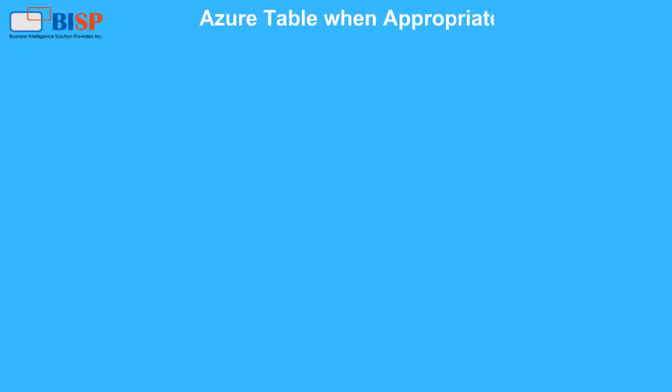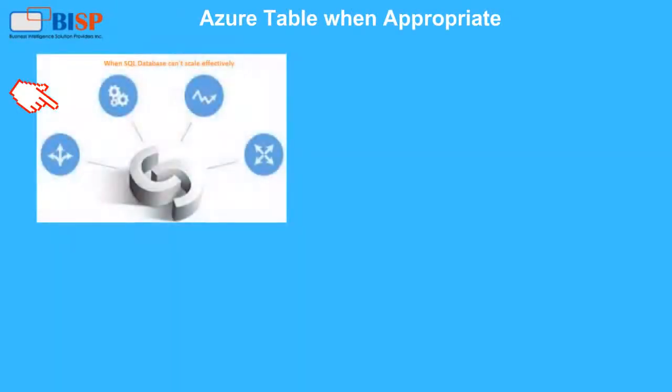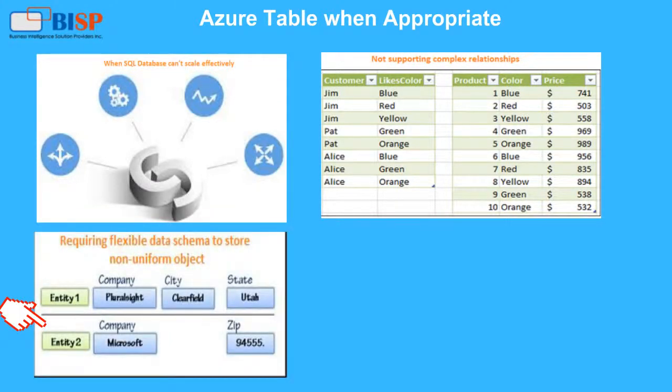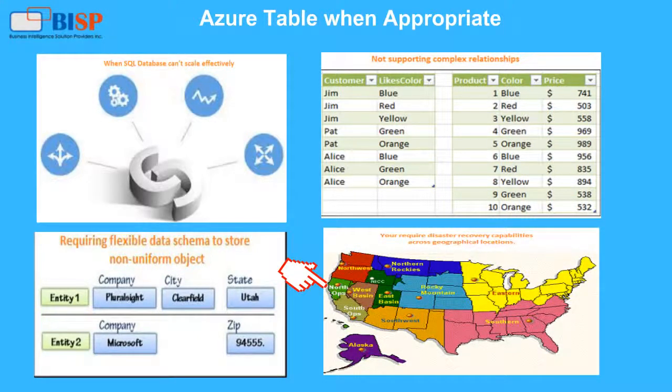Azure Table is appropriate when a SQL database can't scale effectively, when you don't need to support complex relationships, when you require a flexible data schema to store non-uniform objects, or when you require disaster recovery capabilities across geographical locations.